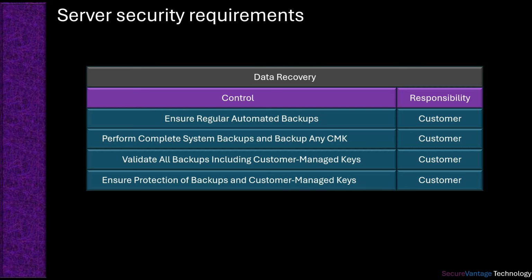Let's break down server security with a focus on data recovery. First control is ensure regular automated backups. Imagine your server is like a valuable treasure. To make sure you never lose anything important, you would want to make copies of everything inside, just in case something happens in the digital world. This means setting up regular automated backups by enabling Azure Backup. You can configure your Azure virtual machines to automatically back up data at regular intervals based on your desired frequency and how long you want to keep these backups.